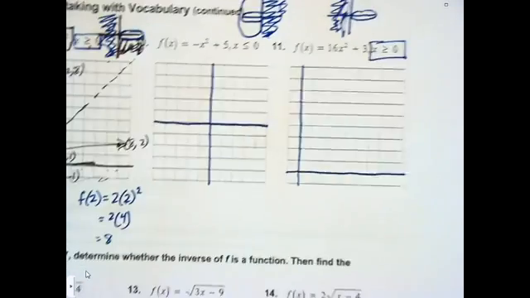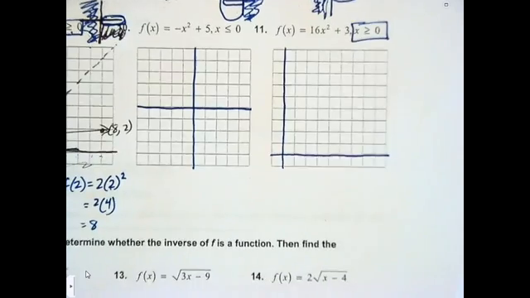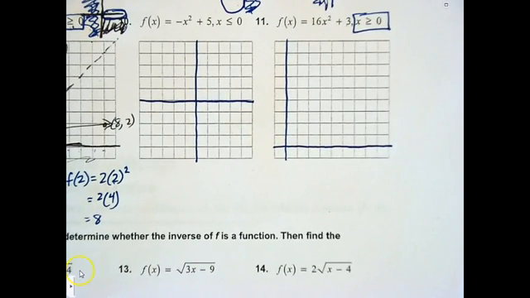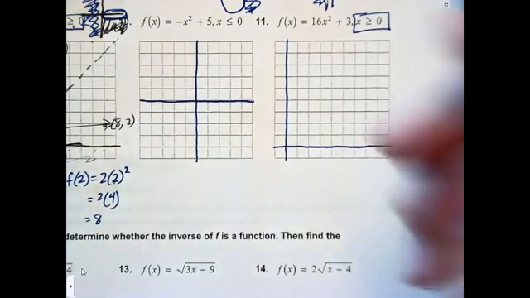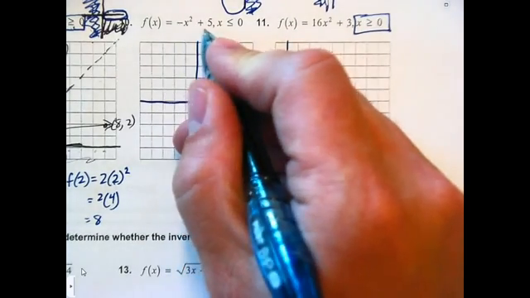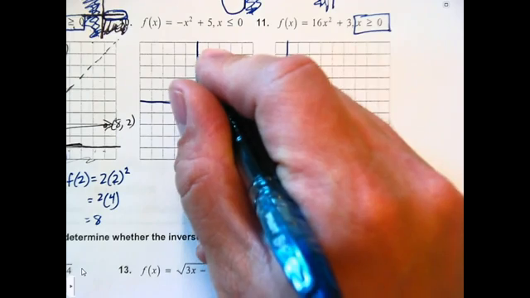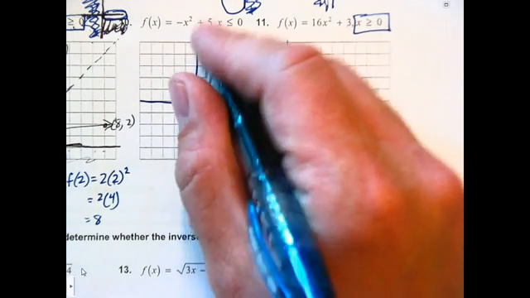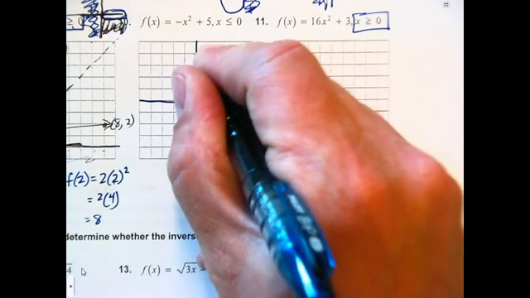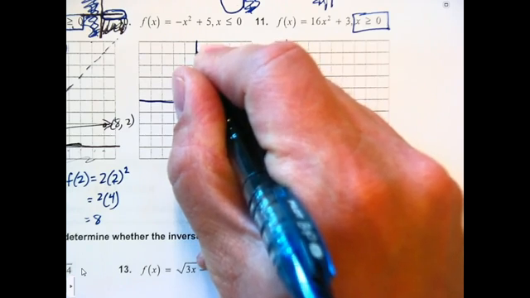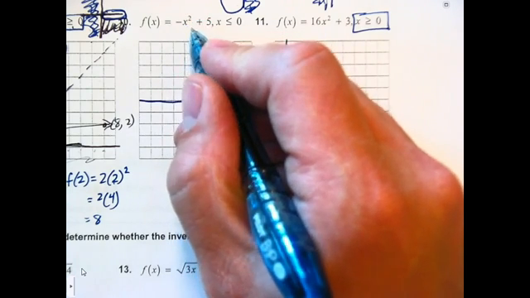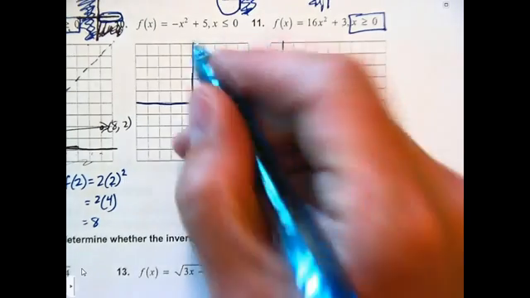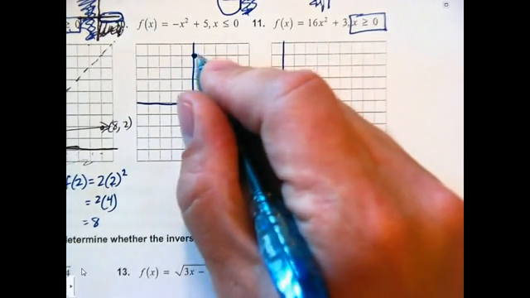Okay, let's try number 10 there. Give it a shot. I want you to graph it on your own and then find the inverse of that function. If you remember patterns in graphing, this is a lot easier. Remember, x squared plus 5 just moves your graph 5 units up on the y-axis. So you're right here. And negative means it's opening downward. And we're only worried about one side of the graph.